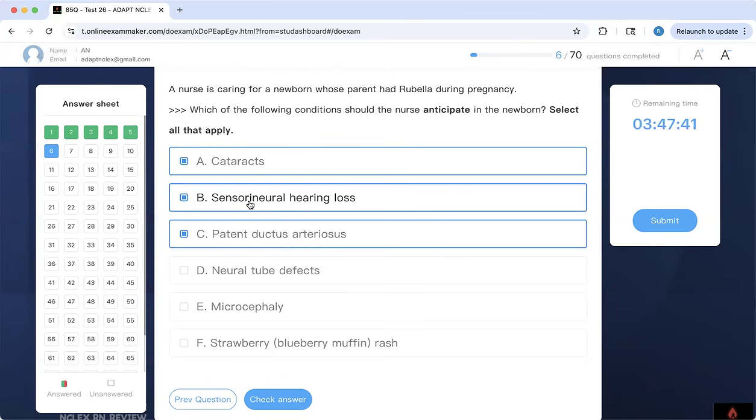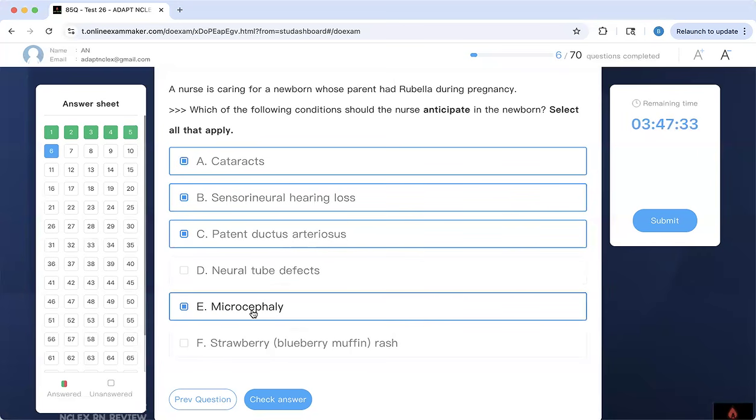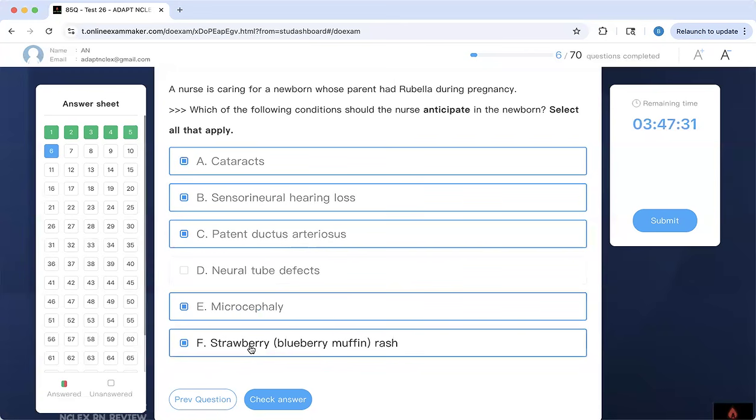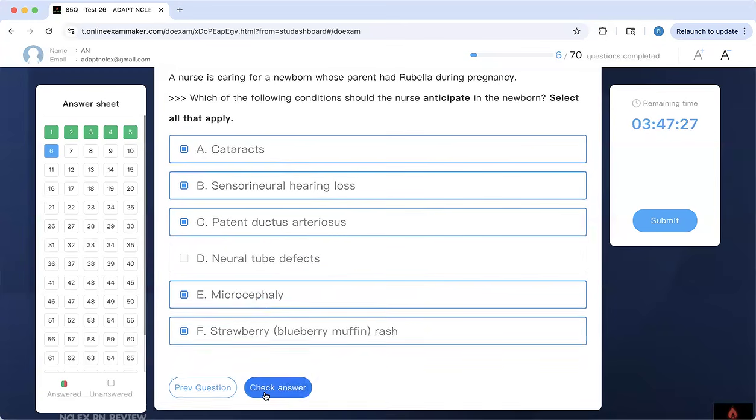Neural tube defect is a trap. It's just associated with what? Folate. Therefore, don't pick it. The kid's head is going to be small, microcephaly, and they're going to have a rash called strawberry muffin rash. This is the condition associated with rubella in the newborn.